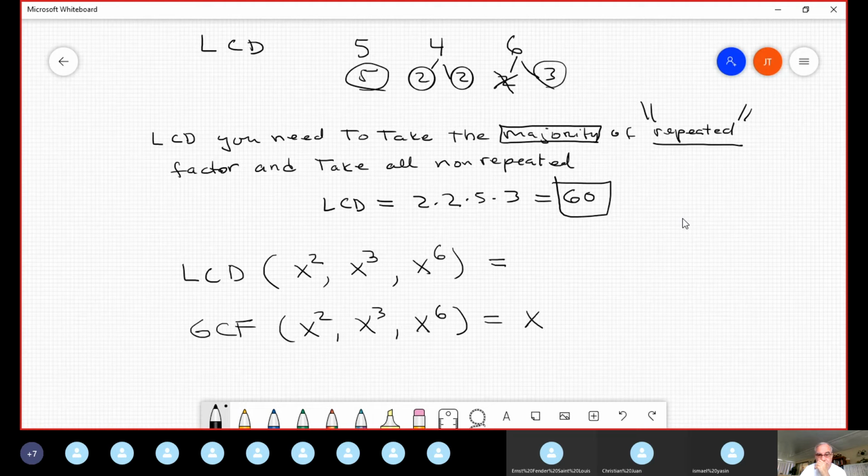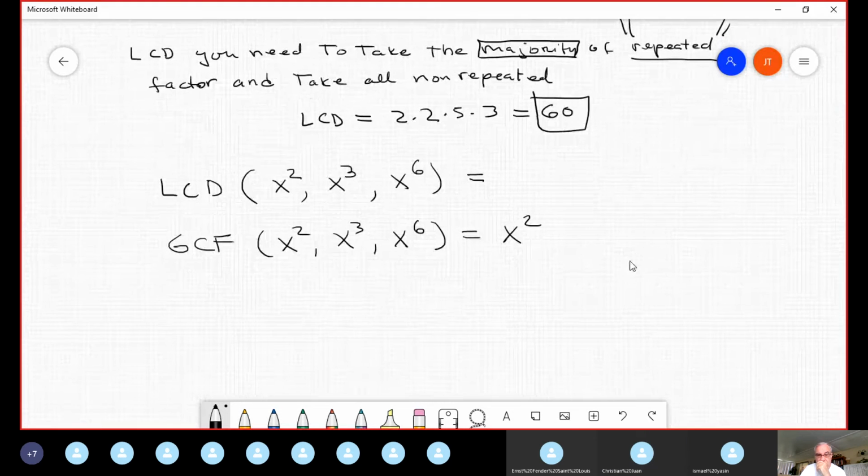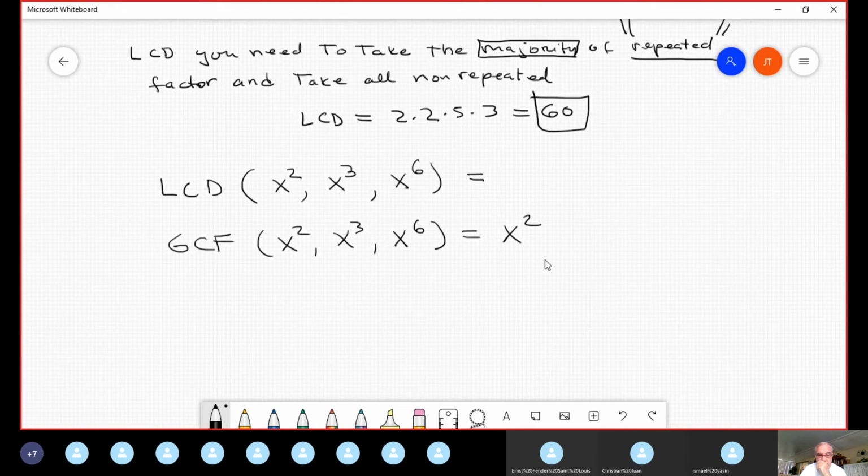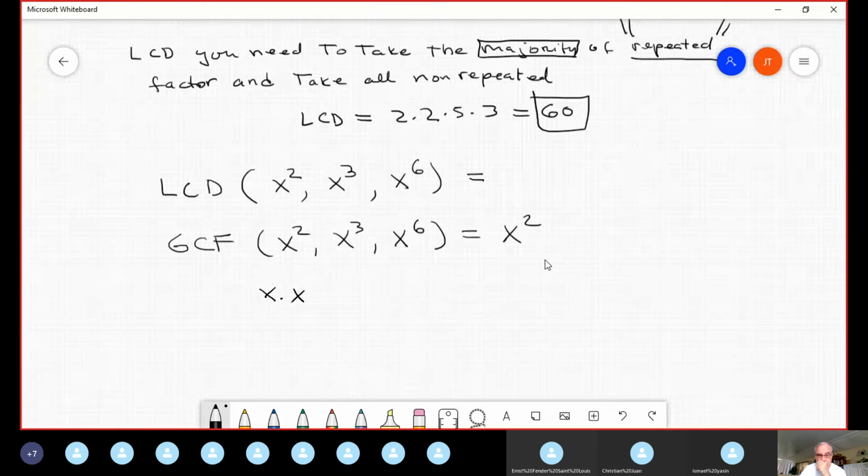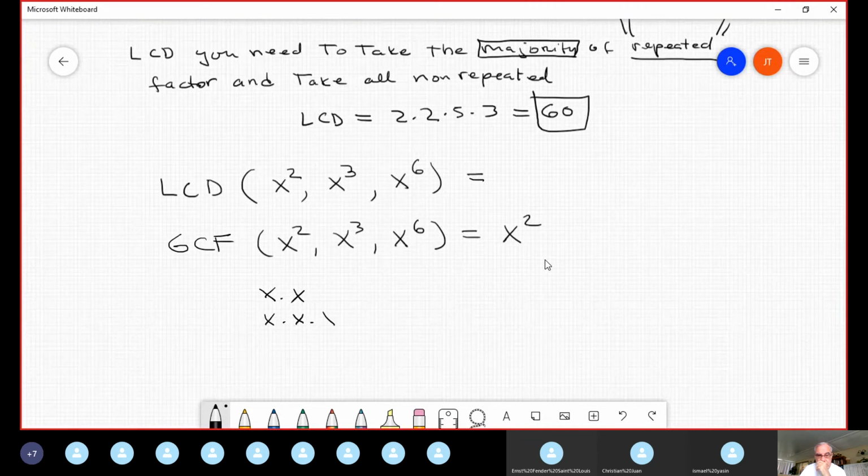You know it's x squared. Do you remember that, right? Do you remember the greatest common factor? Yeah. Or you forgot? Because x squared is x times x, x cubed is x times x times x, x to the sixth is x times x times x times x times x times x.